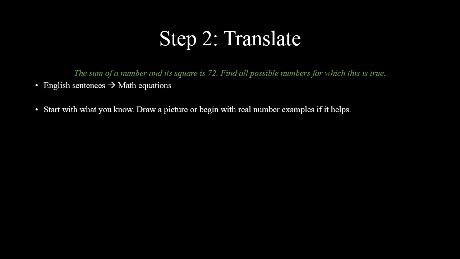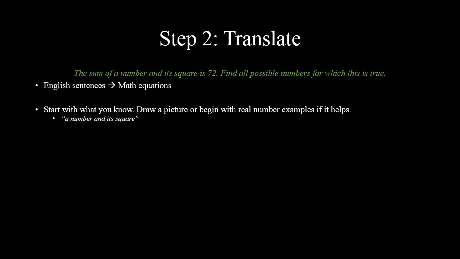Always start with what you know. That could mean drawing a picture, or it could mean beginning with real number examples if you find that helpful. For a number relationships problem, remember we're looking for pairs of numbers and the operation and relationship that they have in common. So when I'm dealing with this type of problem, I like to start with real number examples. I know real numbers, 1, 2, 3, 4, 5, 6, and I know how to perform operations on them: multiply, add, subtract, divide. So I like to start with real number examples, find a pattern, and then generalize.